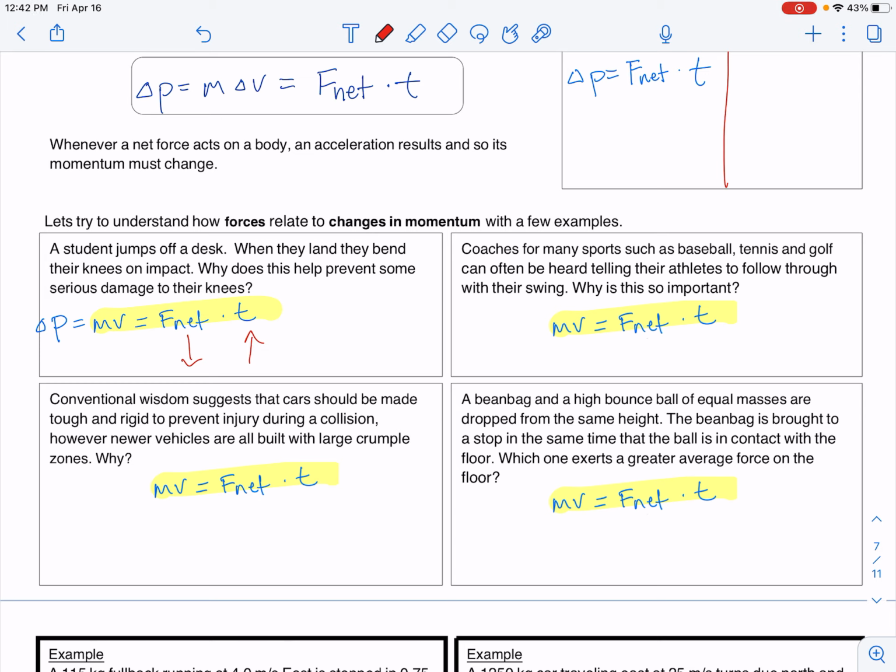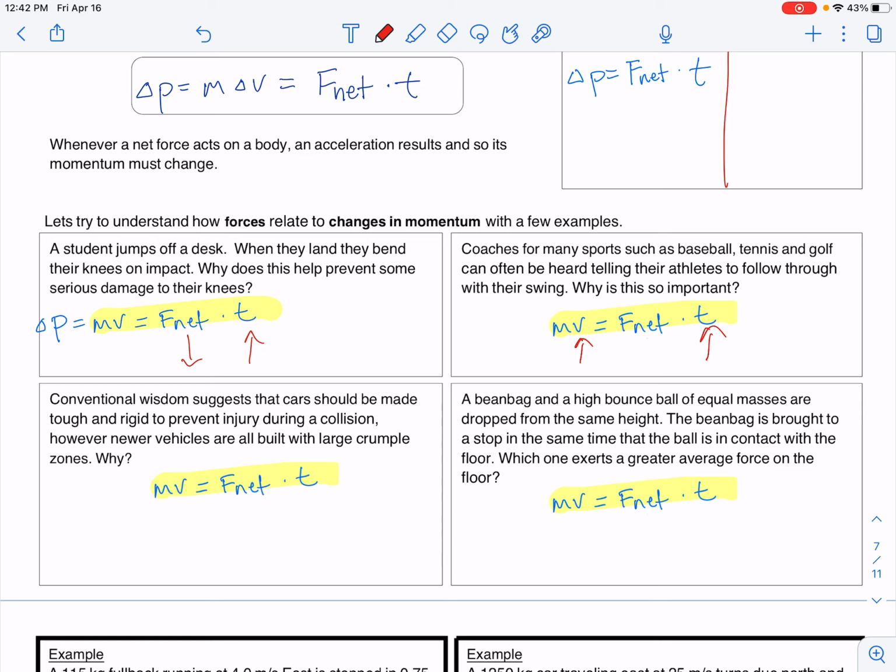We're talking about follow through in sports. Again, in this case, when you're following through, your mass is always constant. But as you follow through, you actually increase your velocity, and you increase the amount of time that there is an impact.